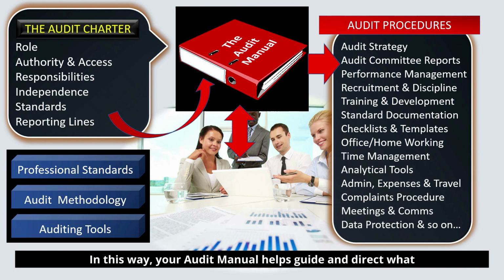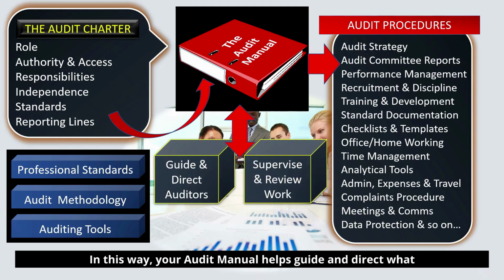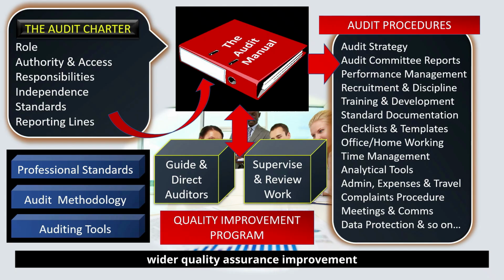In this way, your audit manual helps guide and direct what auditors do and how they do it, and how they're supervised and reviewed to ensure all standard operating procedures are being applied properly, which feeds directly into the wider quality assurance improvement programme as an important component. Where the audit team's highly trained and qualified, there's less need to set out all working practices in great detail. The aim is to guide and direct auditors without turning them into robots that can be replaced by artificial intelligence.